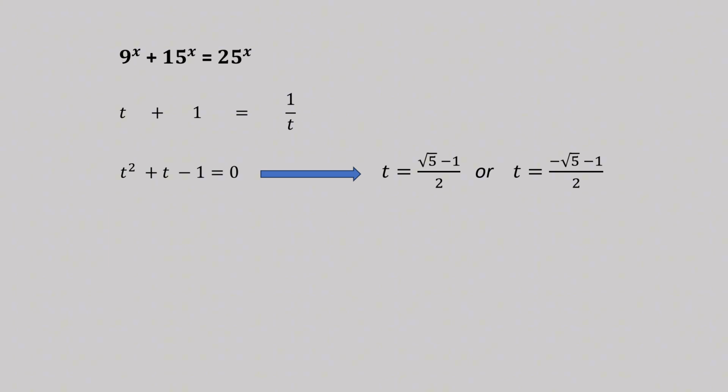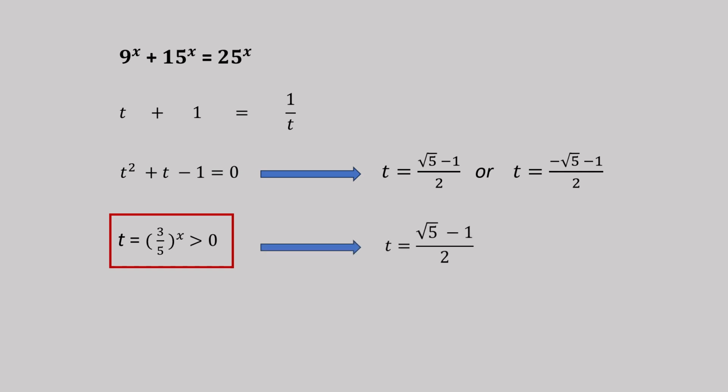But we know that t is actually 3 over 5 to the power x, which is always a positive quantity, irrespective of the value of x. Therefore, we can ignore the negative root we got and consider only the positive root. Hence, t equals (square root of 5 minus 1) divided by 2.